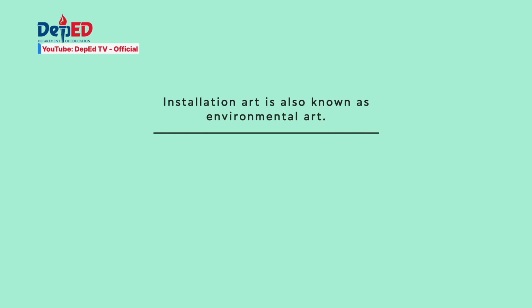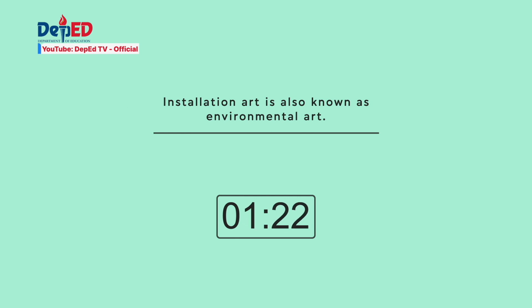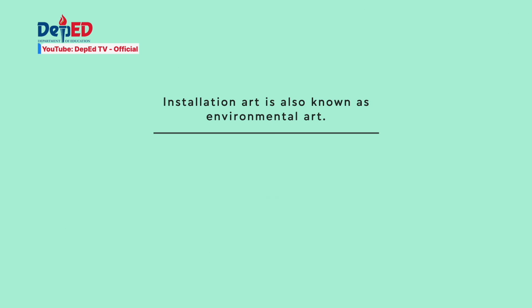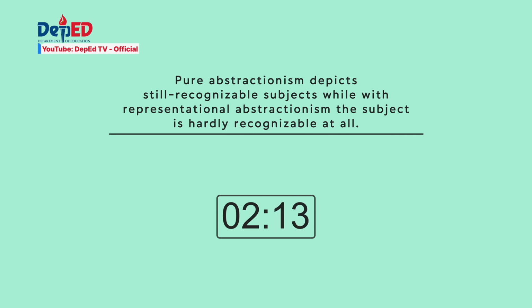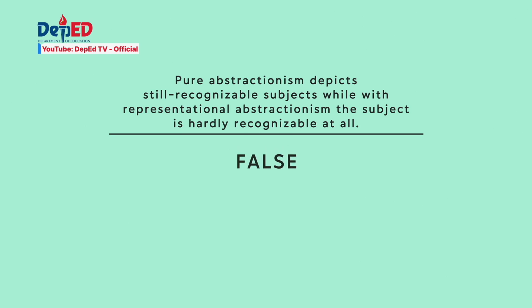Installation art is also known as environmental art. This statement is true. Pure abstractionism depicts still recognizable subjects, while representational abstractionism does not recognize any subject at all. The answer is false. It's the other way around. Representational abstractionism have the recognizable subjects, and the pure abstractionism does not.